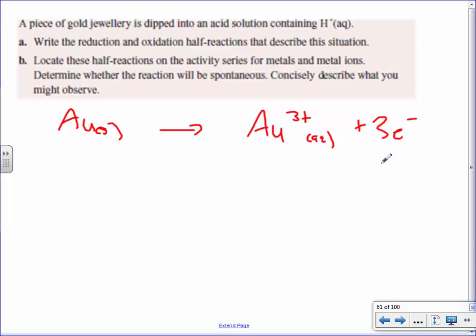Well, those electrons aren't just randomly lost. They have to get picked up by somebody. And it says that there is an acid solution containing H+. So H+ is going to pick up some of those electrons. Question is, what is H+ going to turn into? Not H by itself. H actually comes in groups of 2. It's diatomic. And it's going to turn into hydrogen gas.